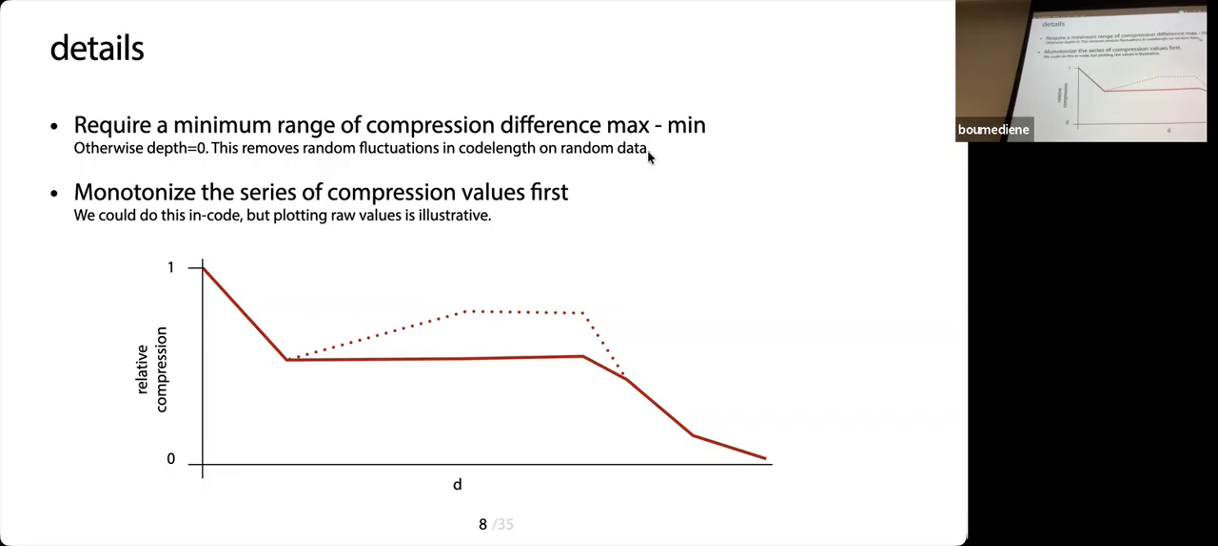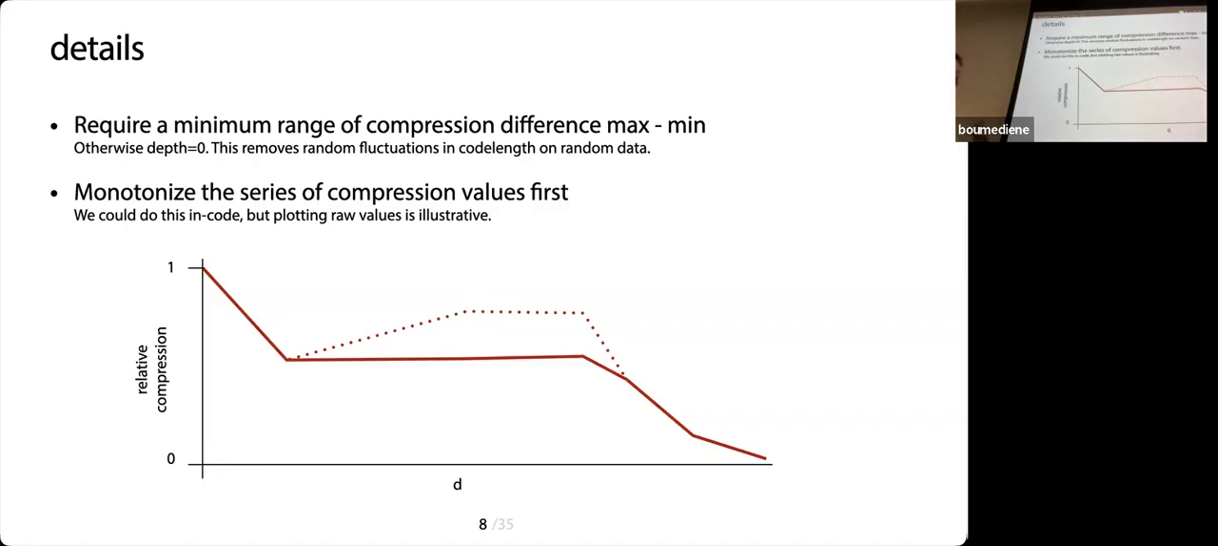So there's a minimum range of compression, and if all of the differences are within that range, then we just call it depth 0. And in some of these model classes, I don't need this, and in others I do. And then we monotonize, I think I invented this word, but we make monotonic the series of compression values. So if we see a curve like this, we just take the cumulative minimum so that we get a monotonic curve. You could very easily do this in code.